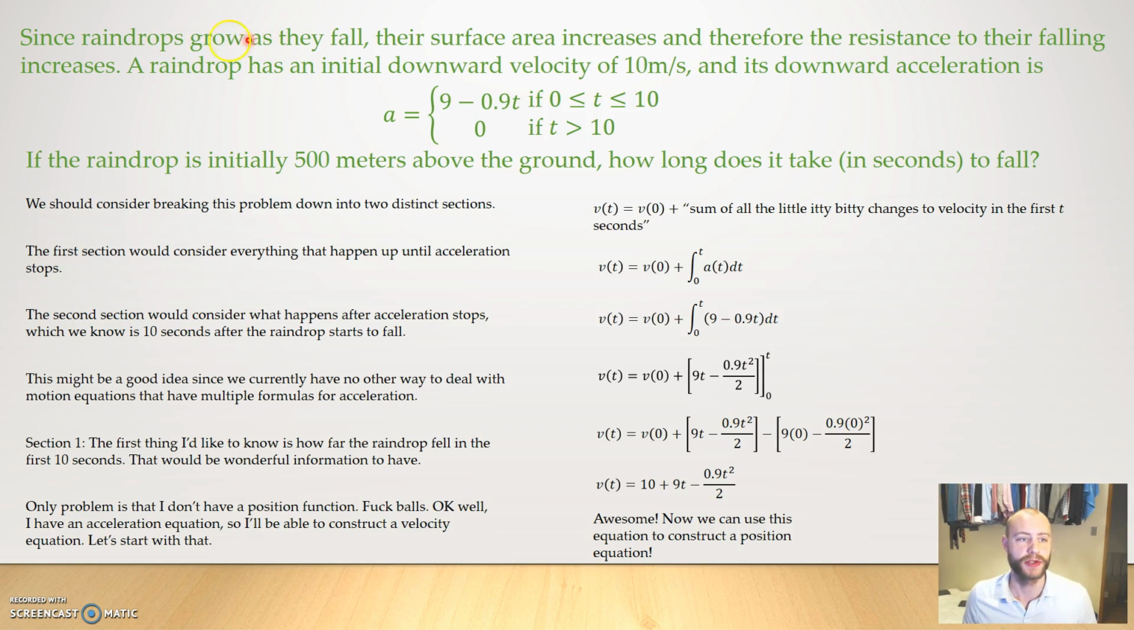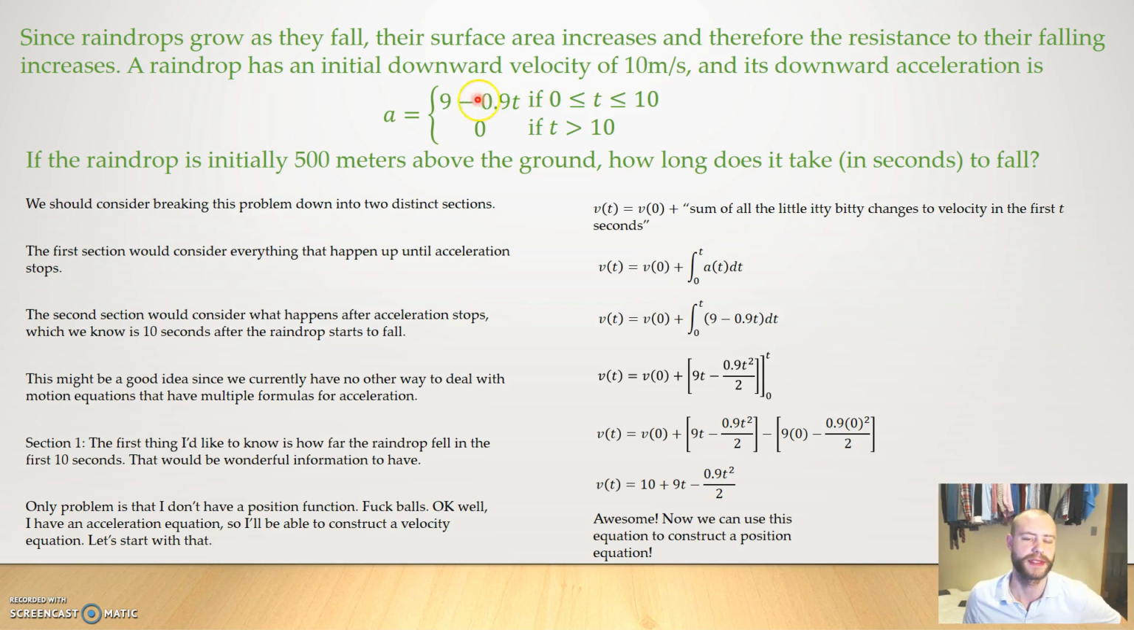Since raindrops grow as they fall, which is cool on its own, by the way, their surface area increases and therefore their resistance to their falling increases. A raindrop has an initial downward velocity of 10 meters per second, and its downward acceleration is this following stuff. So you can see for the first 10 seconds, it's experiencing this type of acceleration.